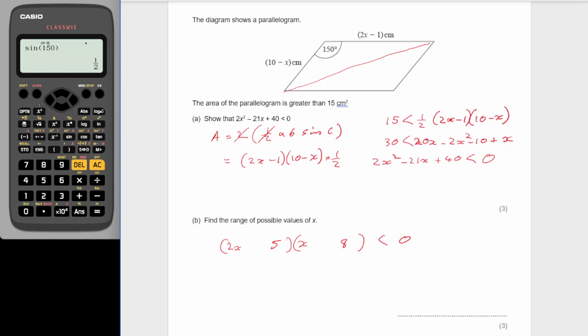Double negatives, so minus 16 minus 5 is minus 21. And that gives me the values of x is equal to 5 over 2, or x is equal to 8. Right, and then we want the bit where the graph is less than. So we want 5 over 2 has to be less than x, which has to be less than 8. There we go.